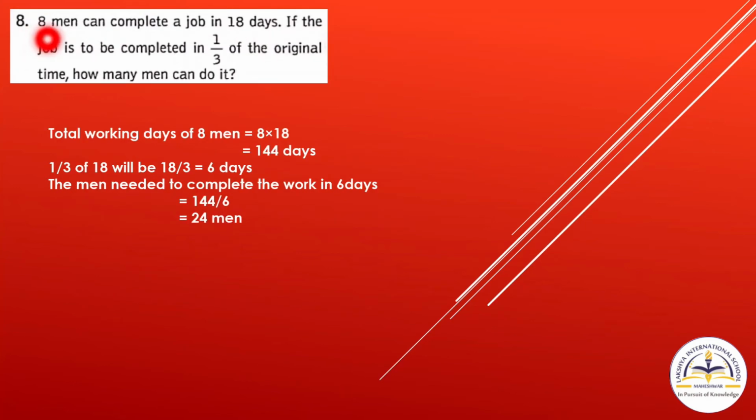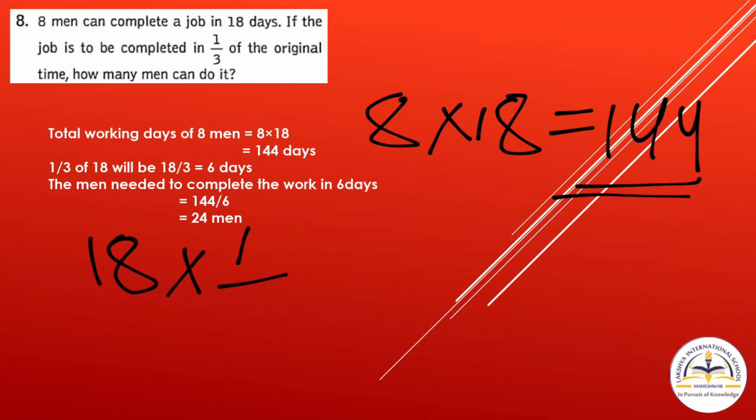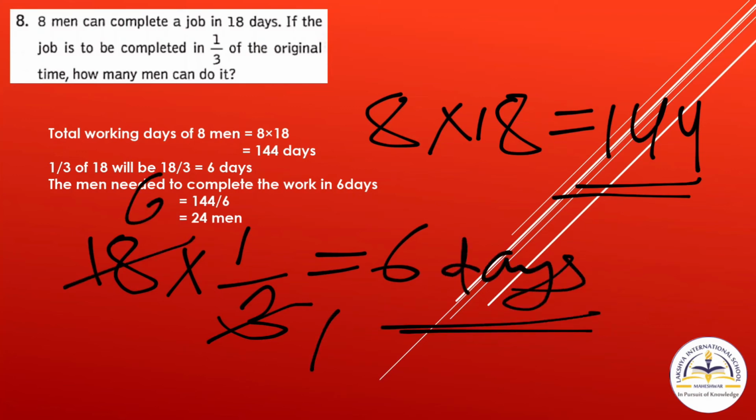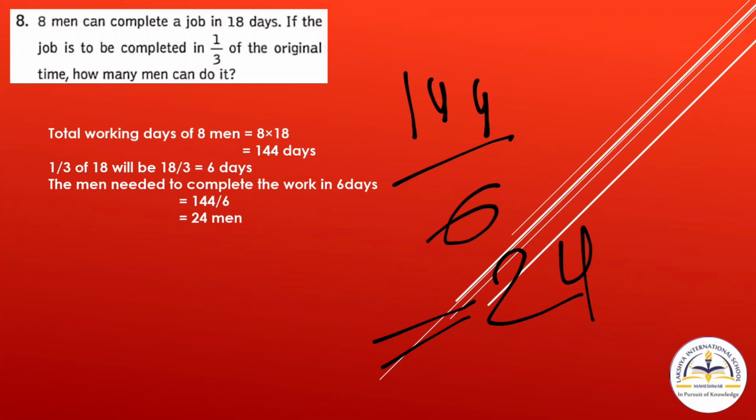Now question number 8. 8 men complete a job in 18 days. If the job is to be completed in 1/3 of the original time, how many men can do it? Now the total working days of 8 men will be 8 multiplied by 18, that is 144 days. Now 1/3 of 18 will be 6 days. Now we will divide 144 by 6 to find out the men needed to complete the work in 6 days. So 144 divided by 6 equals 24 men.